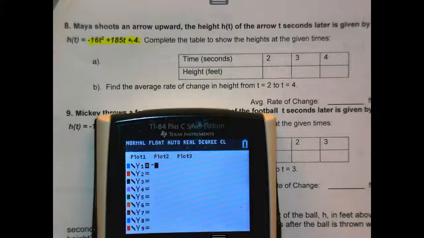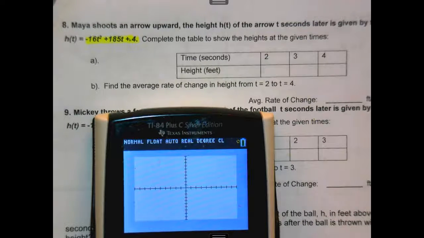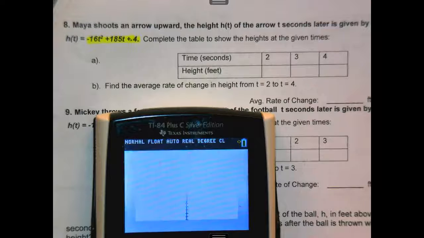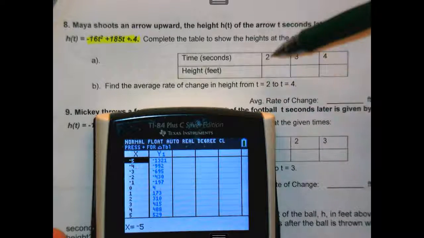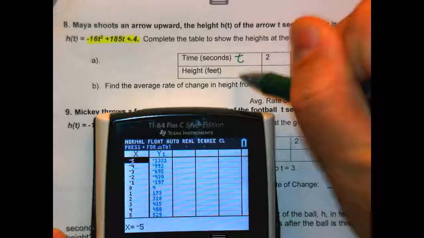I have -16x squared plus 185x plus 4. Graph it. Like I said, I don't really care, guys, you got to quiet down. I don't really care if the graph in this is not in my window in the calculator because I'm just interested in the table. So I got to go to the table.